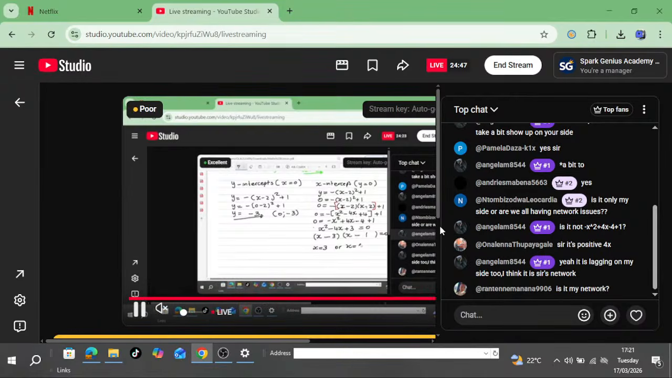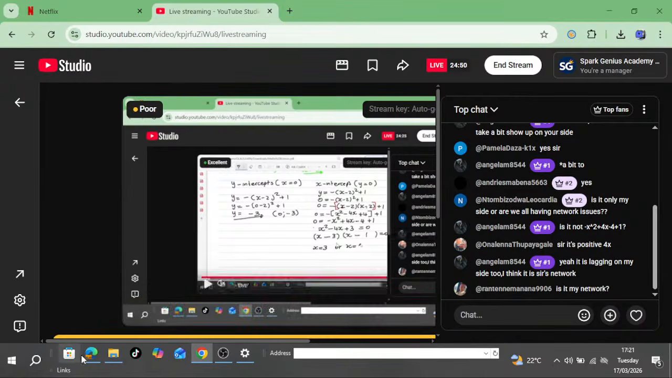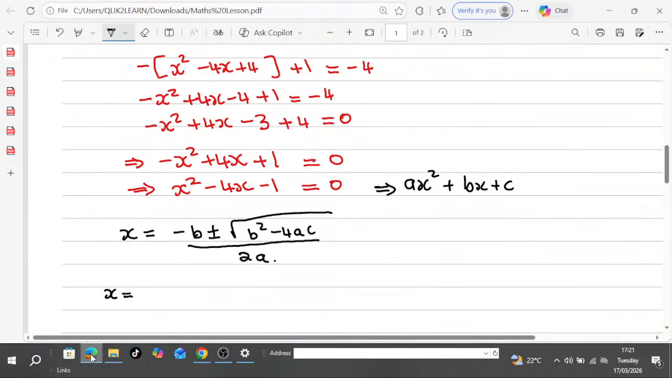Because when I look at this one, remember it is in the quadratic form. The value of a is just 1. So I know that a is 1. I'm just going to write down this one and say a is 1. And the value of b is the coefficient of x, which is minus 4. And the value of c is your constant value, which is minus 1.